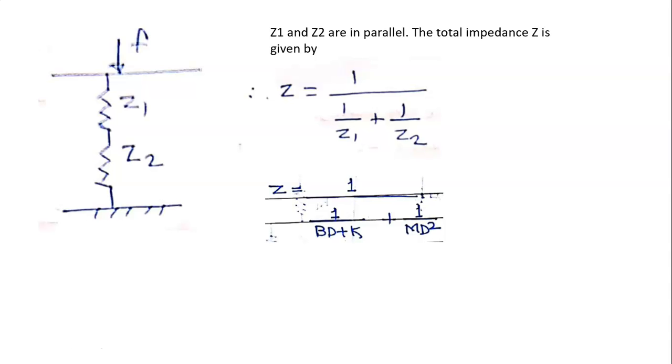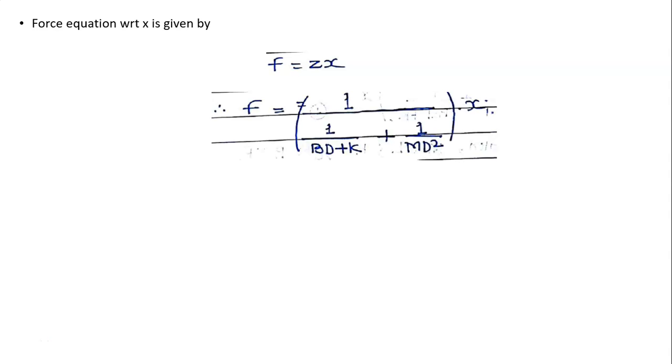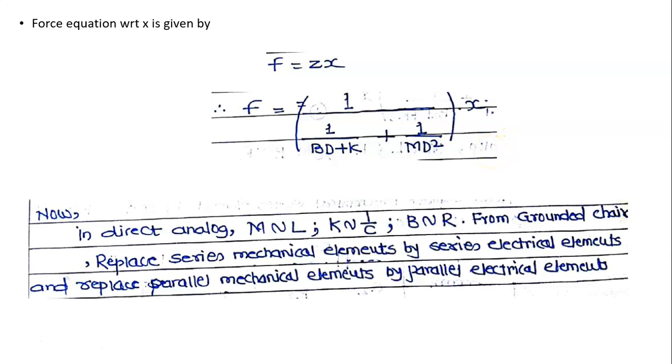Therefore, we will write the equation: force equation with respect to X is given by F is equal to Zx. Substituting the value of Z, F is equal to [1 divided by (1 upon BD plus K plus 1 upon MD square)] into X. Therefore now we will construct the direct analog circuit.